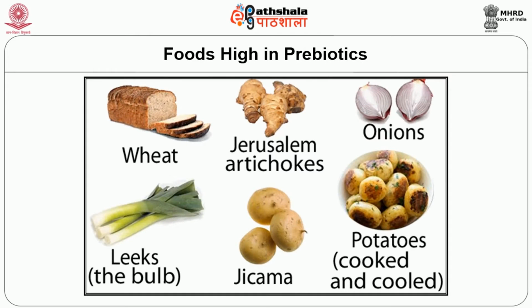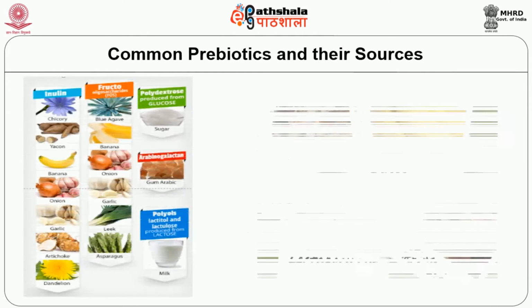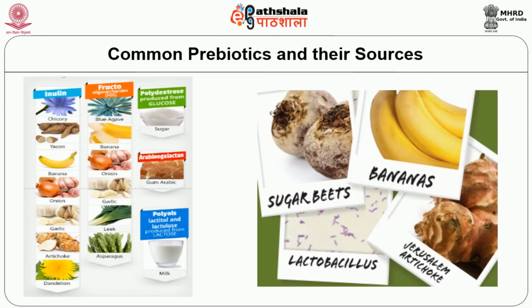Now here you will see what foods are a rich source of prebiotics: wheat, Jerusalem artichokes, onions, leeks, potatoes, etc. There is again a short list of common prebiotics and their uses. You will see the foods rich in inulin: chicory, banana, onion, garlic. Fructooligosaccharides. What are the sources of polydextrose? Sugar, gum arabic, polyols, etc. Sugar, that is beetroot, banana, Jerusalem artichoke, all these are good sources of prebiotics which help in the growth of the lactobacillus.